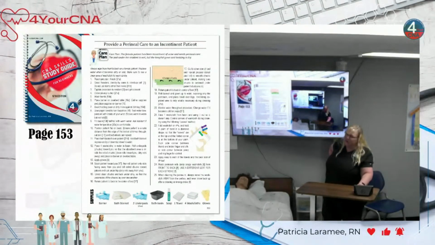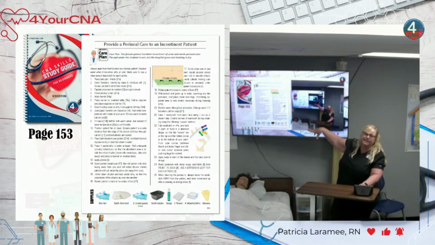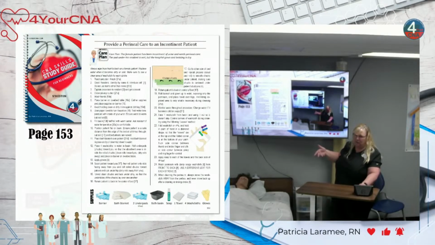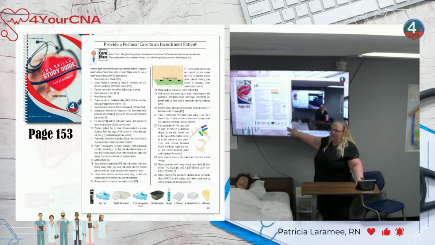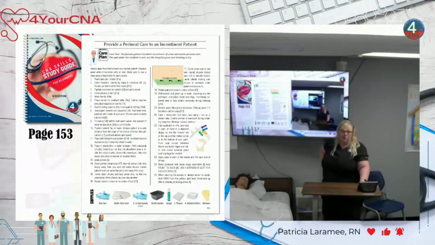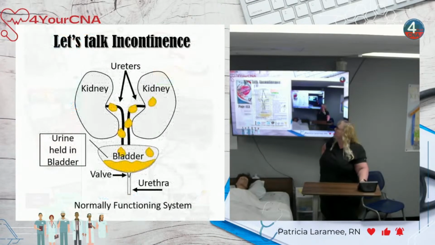When you're doing pericare, you're probably going to have to change the gown, maybe the sheets, change what's wet. But the test is giving us a break here. They just want us to clean the patient. They just want to see that we know how. Good? Make sense? Supplies are down here. You do have to learn your supplies. There's no way around it. You have to learn your supplies.